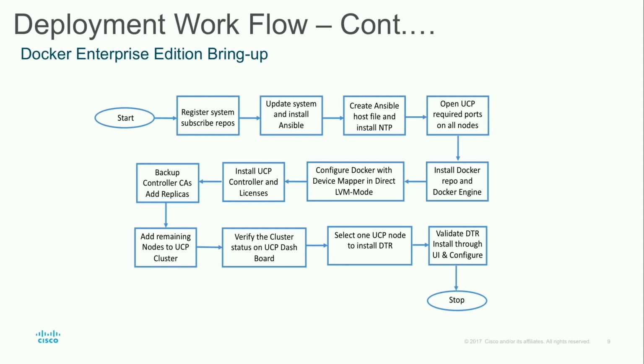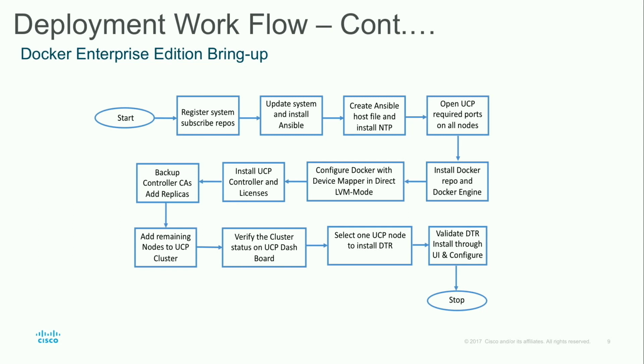Let's say you want to set up NTP in the controller nodes, so we use Ansible to deploy NTP and run the service in the controller, UCP controller. In the same way, we configured a device mapper in direct LVM mode. So pretty much everything, like installing UCP licenses, configuring NTP, installing Docker engine, is all done by Ansible.